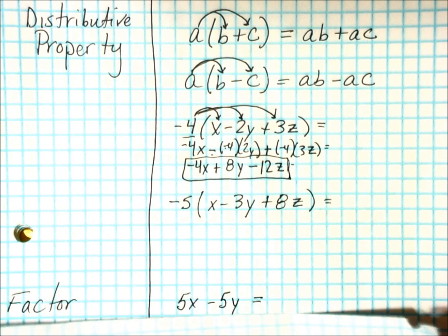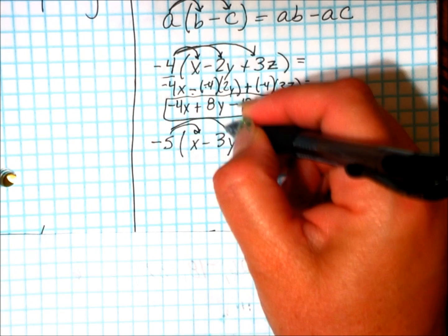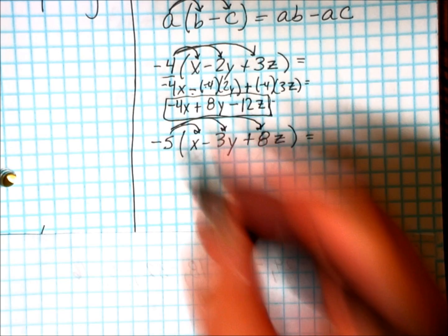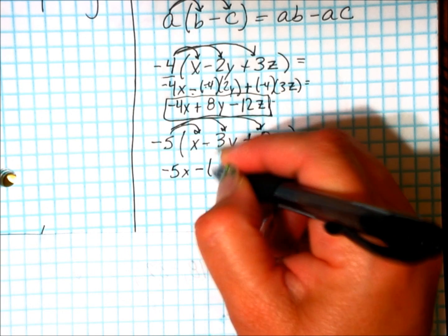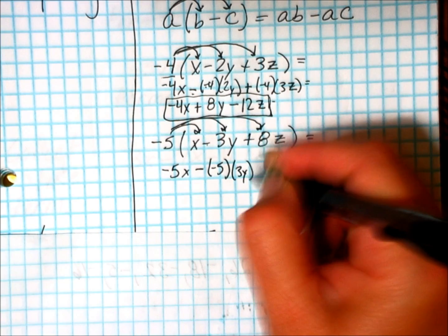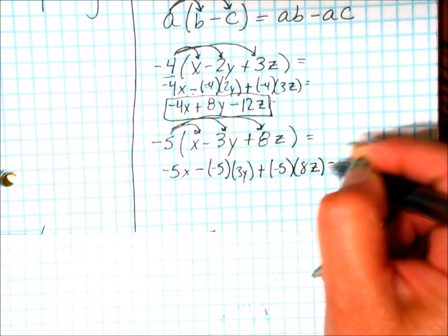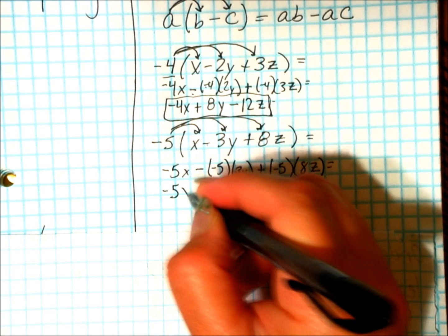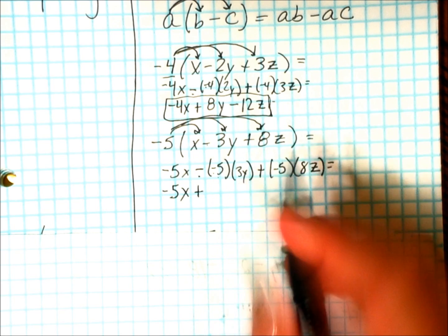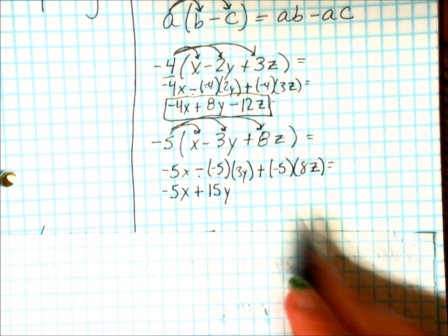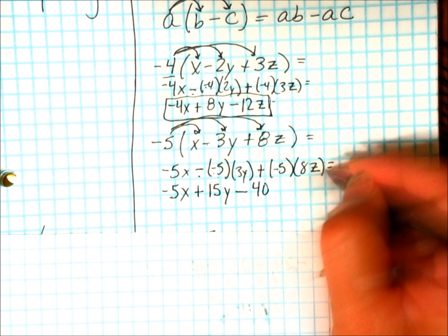Let's try another one. All right, so we're going to distribute that -5 to the 3 terms inside the parentheses. It's -5 times that x minus -5 times 3y plus -5 times 8z. So -5x just stays there, but a negative, remember, makes a positive. 5 times 3 is 15y. Positive with a negative is a negative. 5 times 8 is 40, and the z.